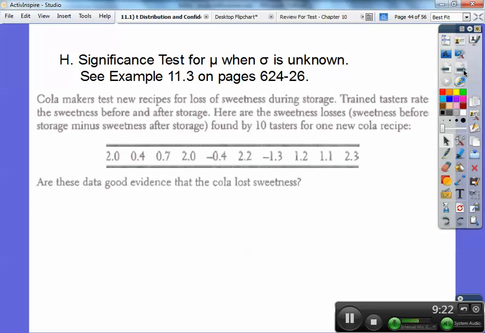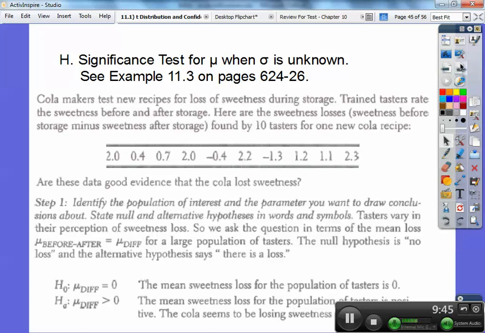We kind of did this problem before. Here's the sweetness loss: sweetness before storage minus sweetness after storage. So remember, if this is a positive 2, it means it lost sweetness. This negative 0.4 means it gained sweetness. They found that 10 tasters rated a new cola recipe. So are these data good evidence that the cola lost sweetness?